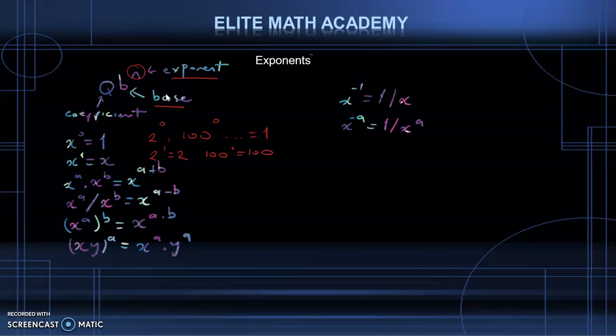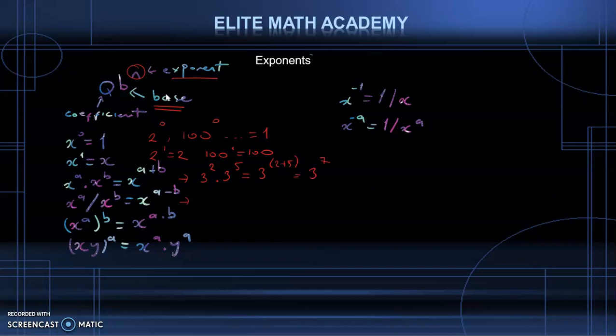The next rule I'd like to talk about is a very common one, that is x to the power a times x to the power b equals x to the power a plus b. The most important thing here is the base. The base has to be the same. Otherwise, you will not be able to apply this rule. To give you an example, 3 to the power 2 times 3 to the power 5 would be 3 to the power 2 plus 5, which is 3 to the power 7.